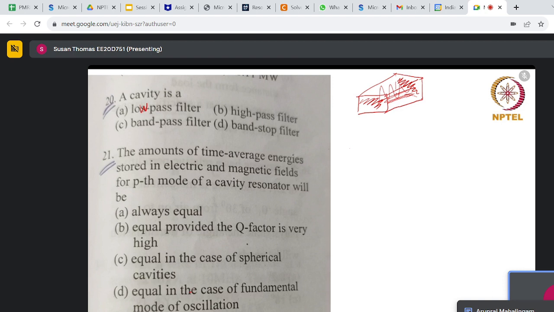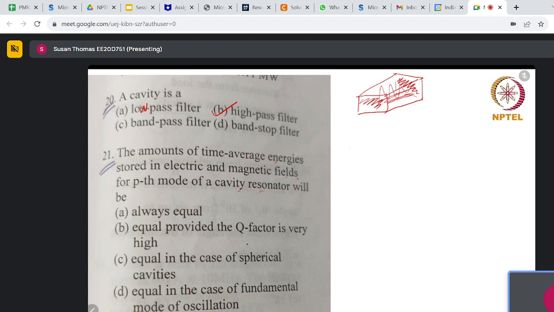Yes, right answer. This is a high pass filter. This was one of the questions in the Indian Engineering Services exam. So in fact, a few questions I have here. Coming to the next question, the amounts of time average energies stored in the electric and magnetic fields for the pth mode of a cavity resonator will be.